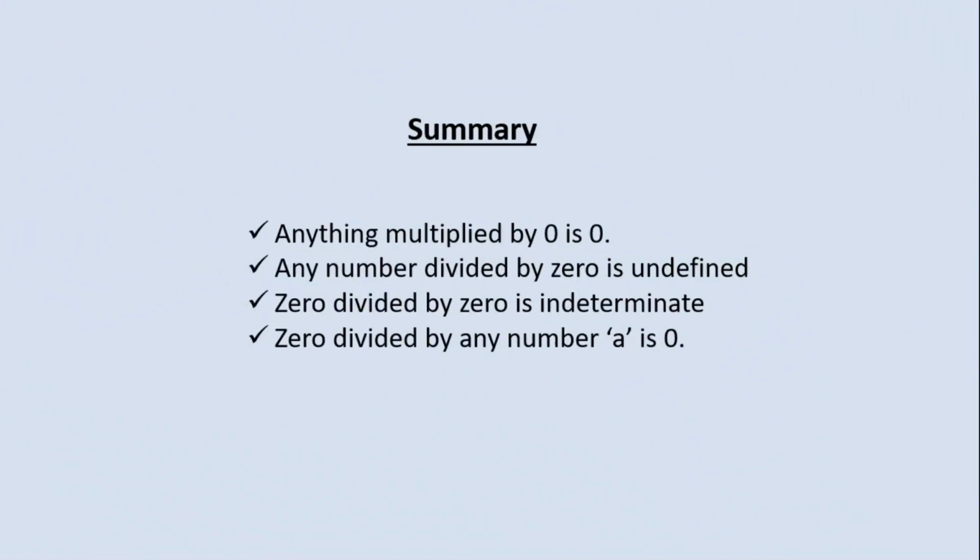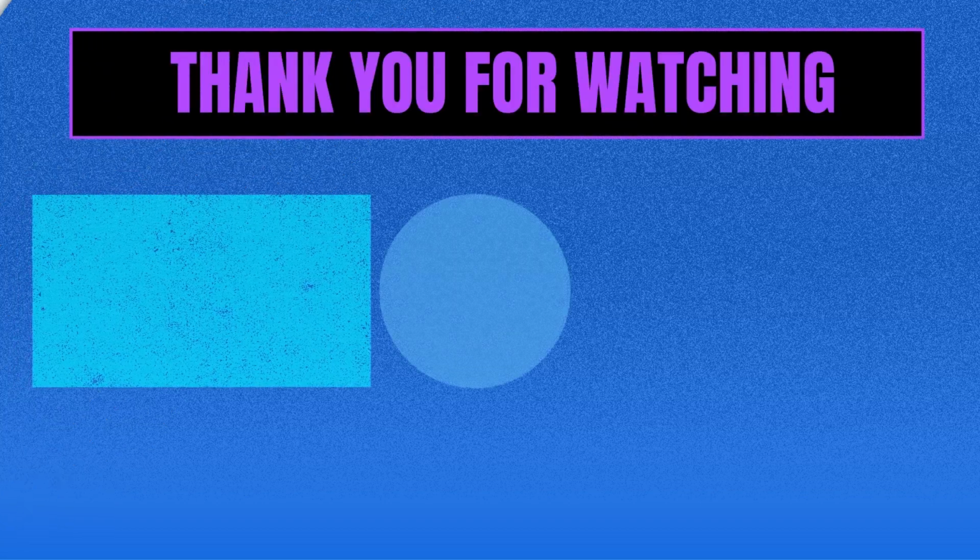So let's summarize everything you learned in this lesson. Anything multiplied by 0 is equal to 0. Any number divided by 0 is undefined. 0 divided by 0 itself is indeterminate, and 0 divided by any other number is equal to 0.